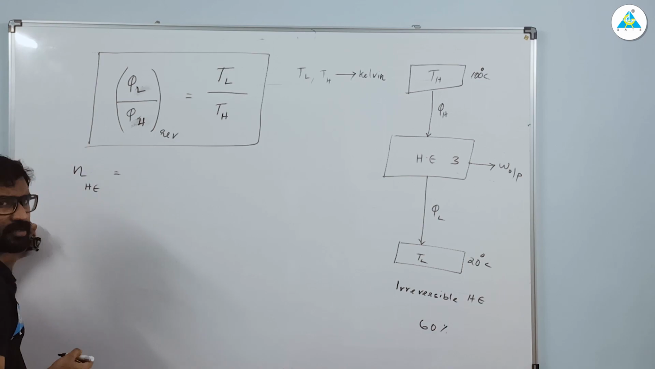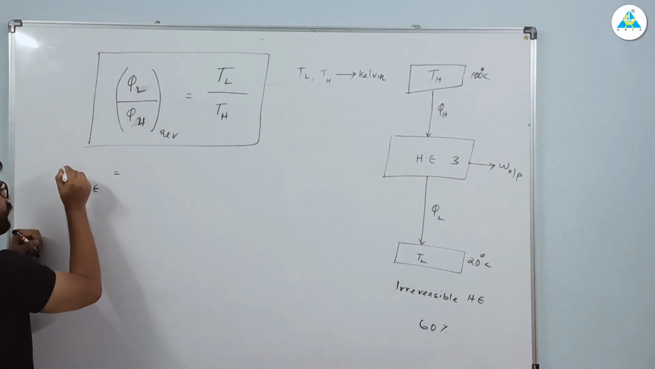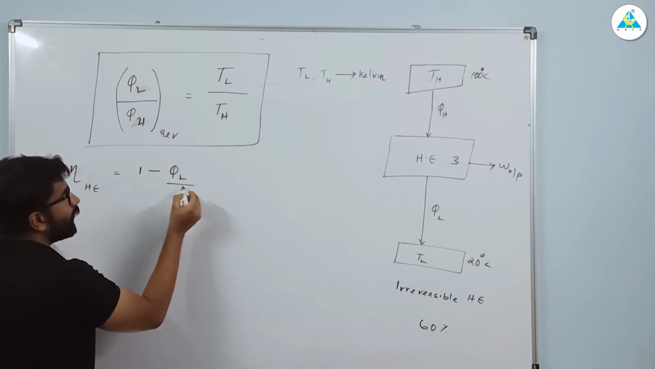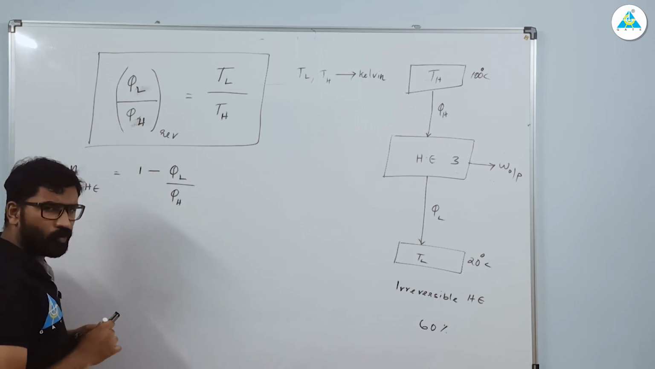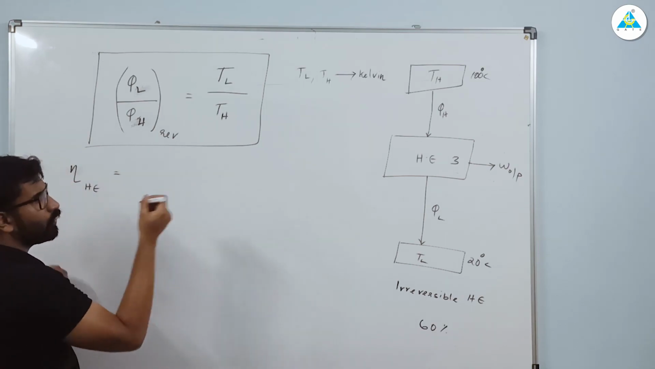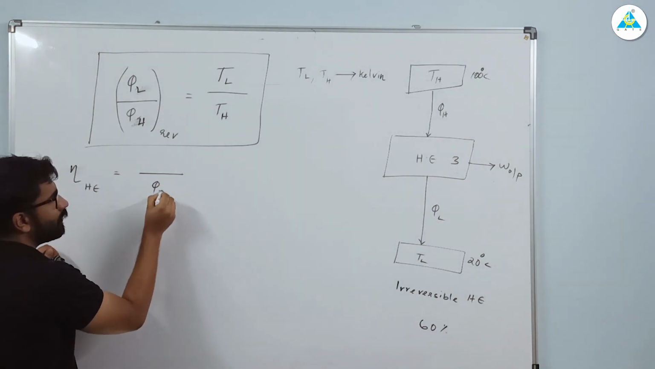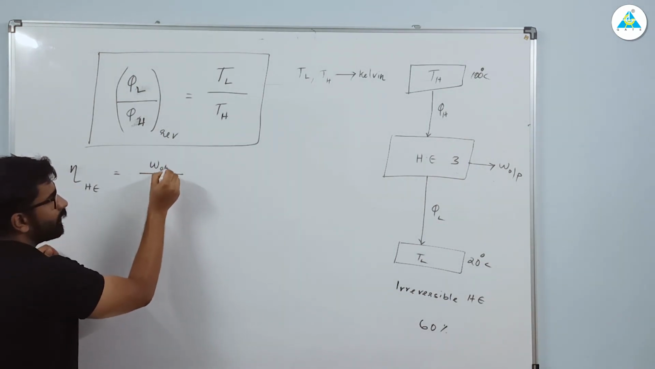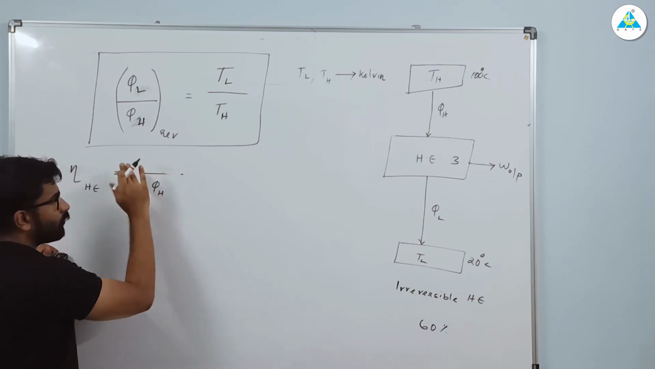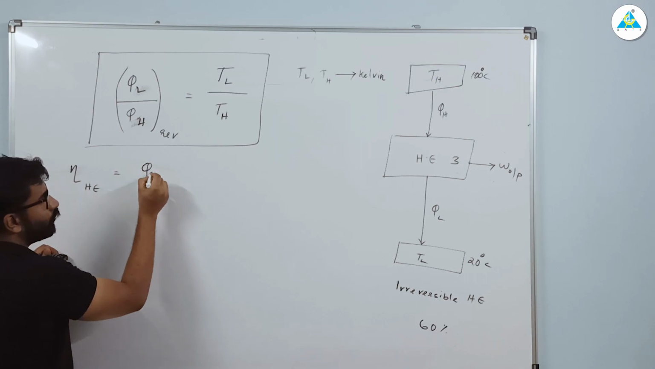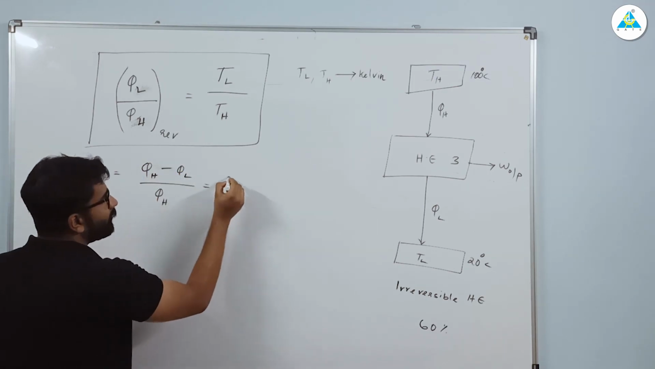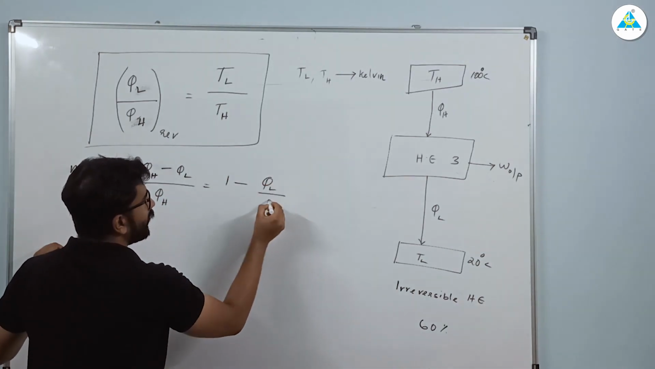Now we will see the equation for efficiency of a heat engine. Efficiency of a heat engine is 1 minus QL by QH. How did you get it? Efficiency is: out of the QH, how much we are able to convert to work. So work output is QH minus QL divided by QH, which is 1 minus QL by QH.